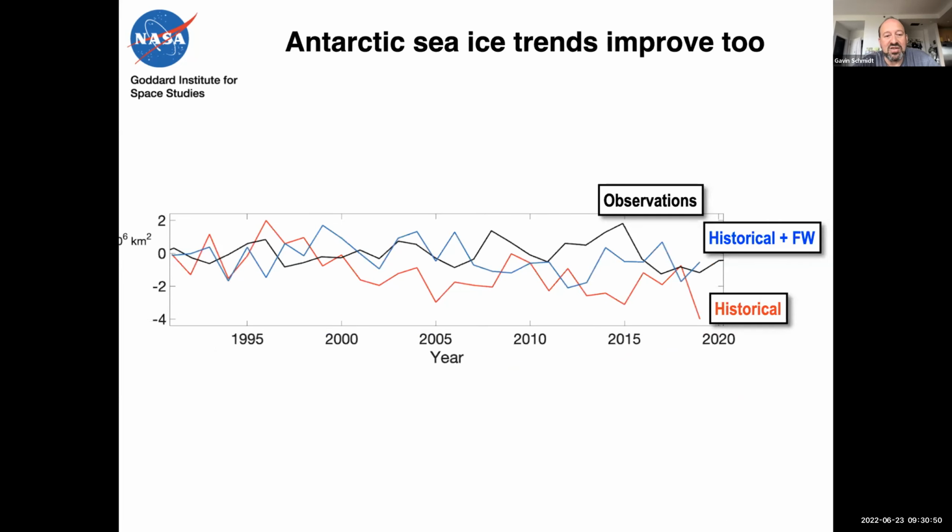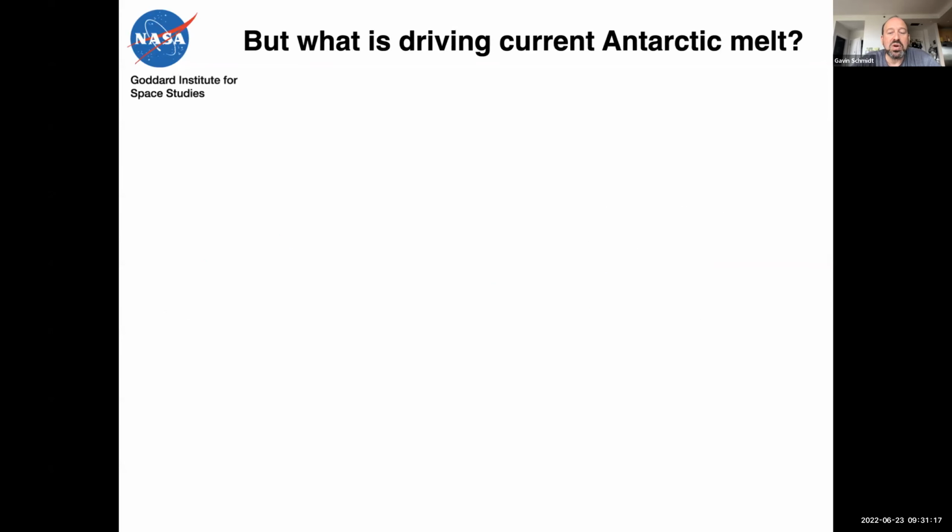The impacts on sea ice are also noticeable. So in our historical runs, we also saw a decrease in Antarctic sea ice. If you add the freshwater addition, then that reduces, and so you end up with trends that are now consistent, at least within the noise of the observations, which wasn't true before. But what's causing the Antarctic melt, right? That turns out to be very important.